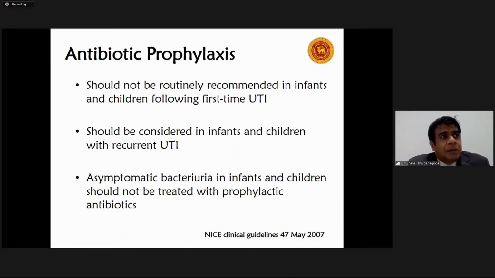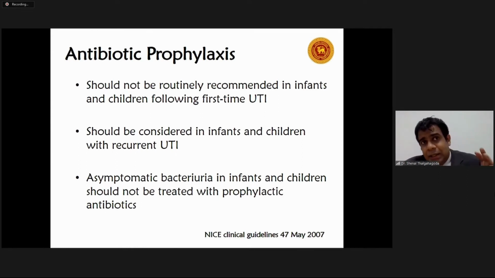What about prophylaxis? Prophylaxis should not routinely be recommended in infants and children following the first UTI, even if there are structural abnormalities. So if the parents can be responsible enough or reliable enough to seek medical advice as soon as the child is symptomatic, and get a UFR done, and if it is positive, get treatment with antibiotics early, you don't need prophylaxis. So you don't need to start routine prophylaxis in all patients, but in those with recurrent troublesome infections, prophylaxis is recommended to prevent UTI.